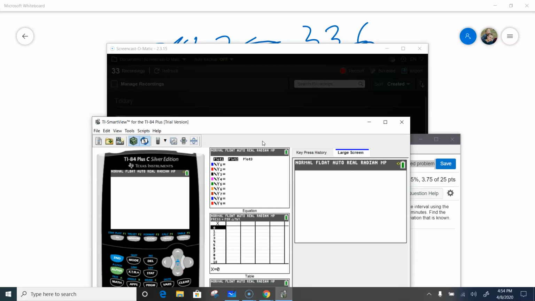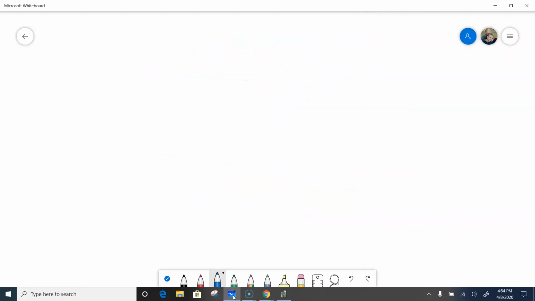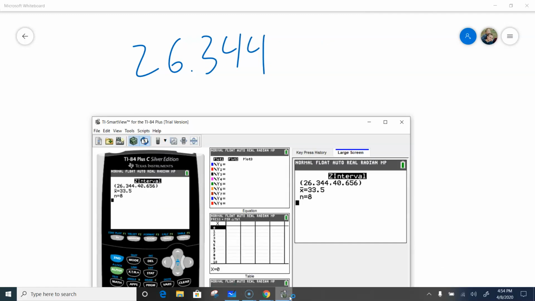Okay, so I'm going to go ahead and calculate that. And I get this interval here, 26.344 and all the way over to 40.656.